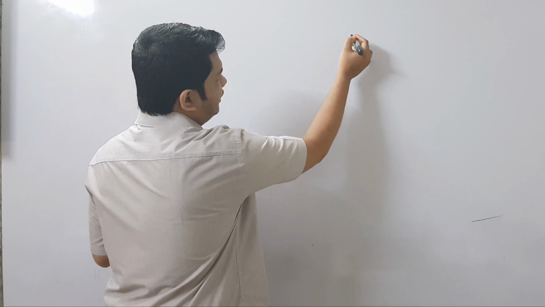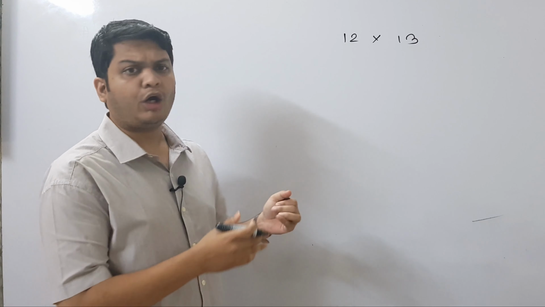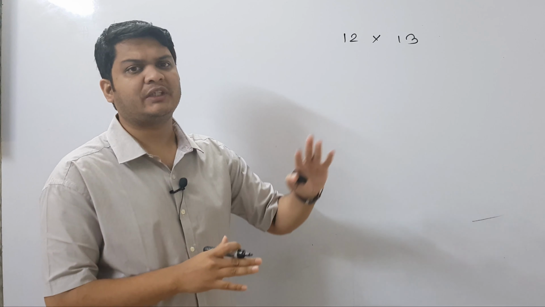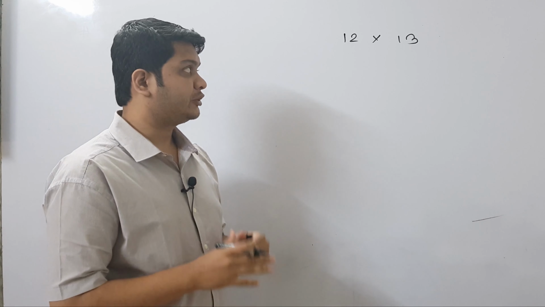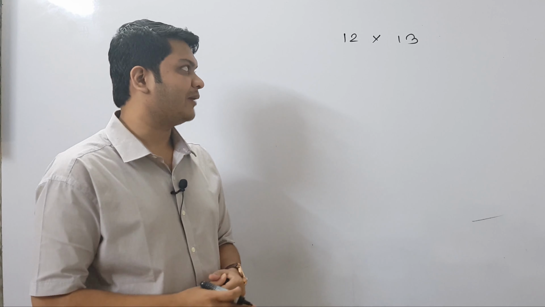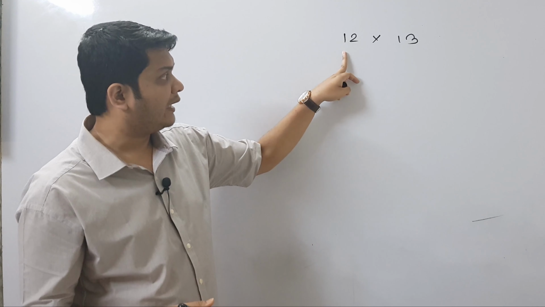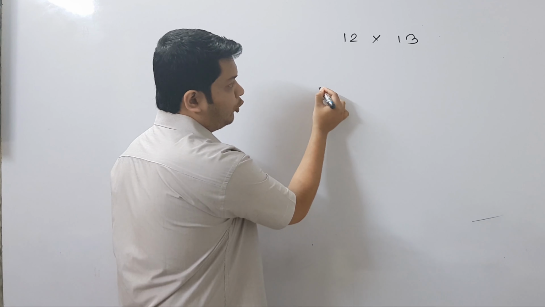Suppose we want to multiply these two numbers, 12 times 13. We all know how to multiply these numbers using the traditional method. But today we will learn how to multiply these numbers using just lines. So at first, start with 12. For 12 we have two digits, 1 and 2. So at first we will draw one line.